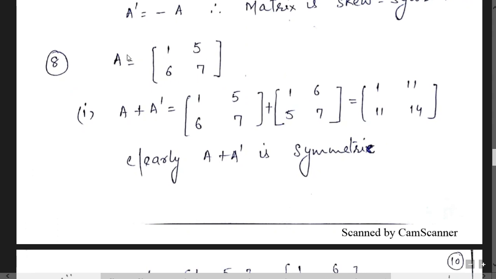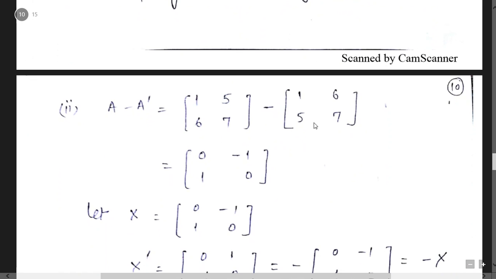Question number 8. You have to find A plus A transpose. Value of A is [1 5; 6 7] and value of A transpose will be [1 6; 5 7]. Then add. Clearly it is symmetric because first row is equal to first column and second row is equal to second column. It means this matrix is symmetric.